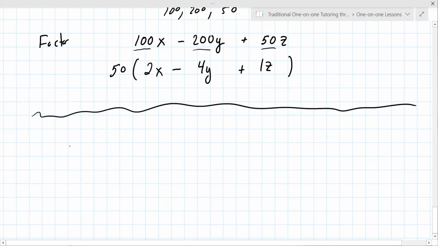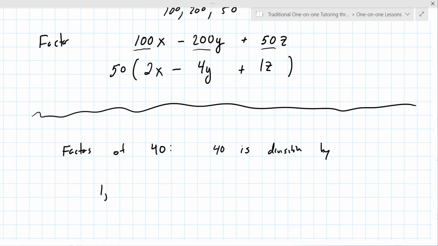All right, what are the factors of 40? So I'm looking for all the numbers that 40 is divisible by. For example, it's definitely divisible by 1. They're always divisible by 1. What is the next number that 40 is divisible by? That perfectly divides 40.